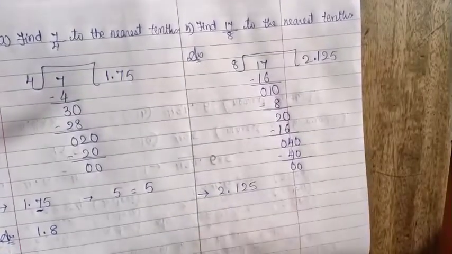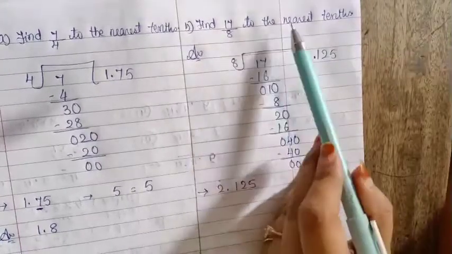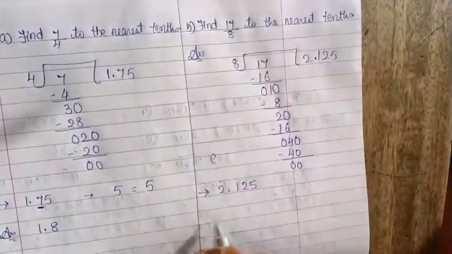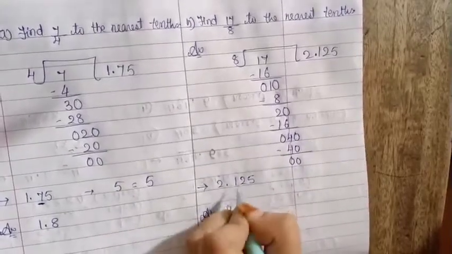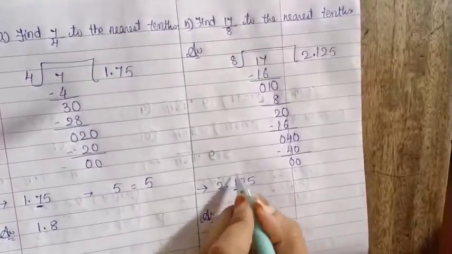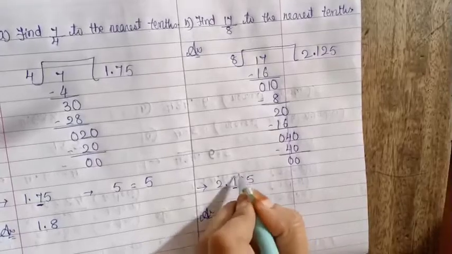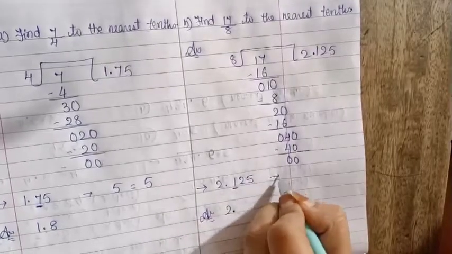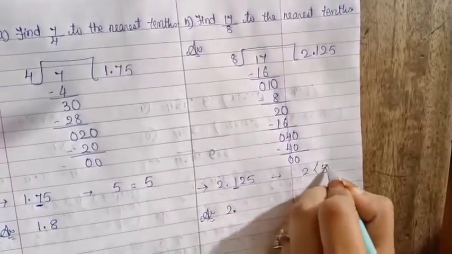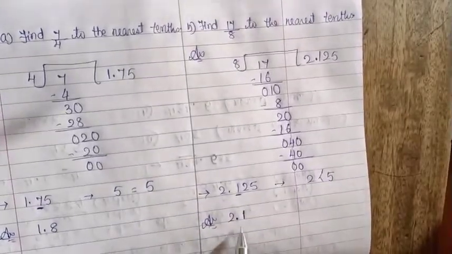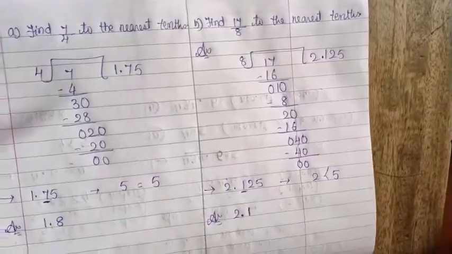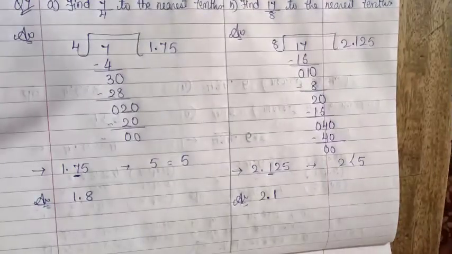So the answer is 2.125. Now we will read the question. We have to do it to the nearest tenth. So the whole number will remain the same. Now the tenth is this, so we have to see the next number. Here 2 is there. So 2 is smaller than 5, that is why it will remain the same. So the answer will be 2.1. I hope you have understood.